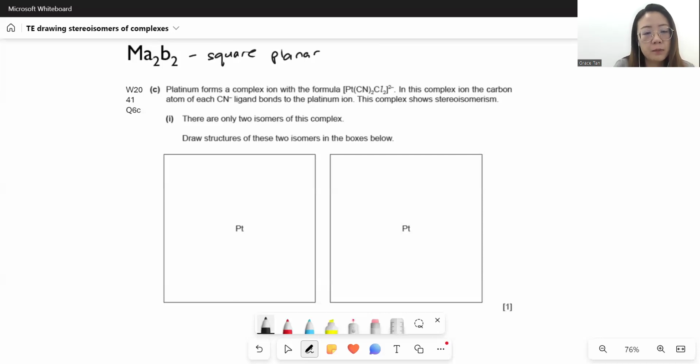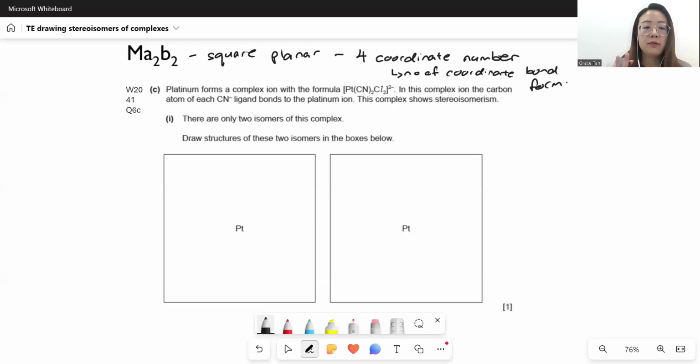Okay, so how do we draw this? Because you only have 4 ligands around you. When you have 4 ligands around you, you have 4 coordination number. Okay, then it brings us down to what is coordination number. All right, coordination number is the number of coordinate bonds formed. Okay, you only have 4 ligands, so you have 4 coordinate bonds forming around you.